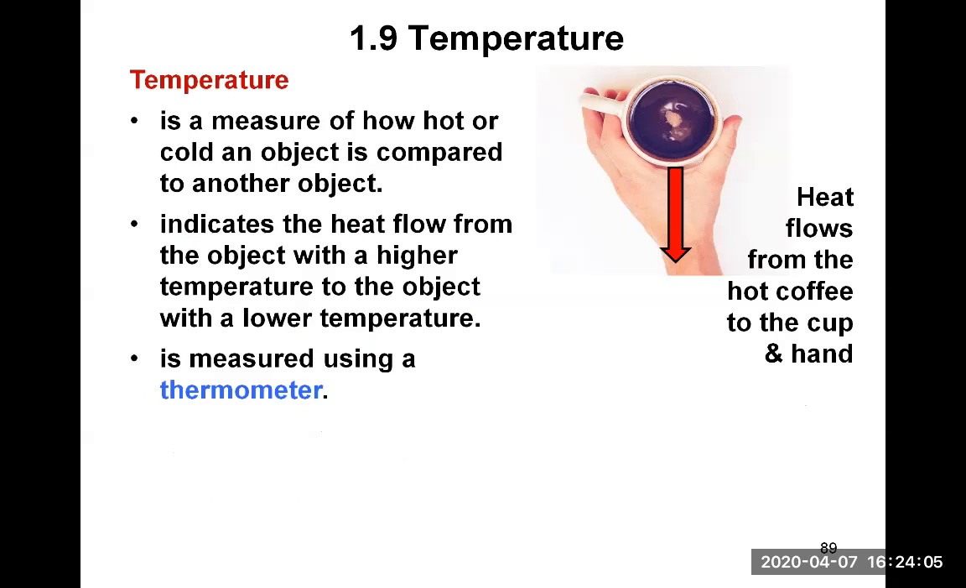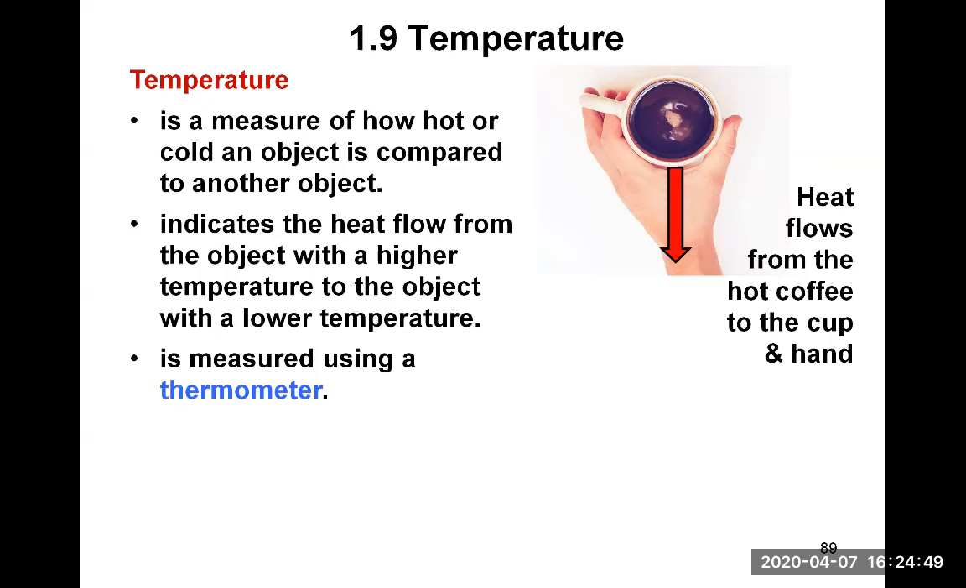Temperature is also a measure of how hot or cold an object is compared to another object. And so it will allow you to find out how the heat will flow from the object with a higher temperature to the object with a lower temperature. For example, if you're holding a hot coffee, the heat will flow from the hot coffee because it is at a higher temperature to warm the cup, which will warm your hand. So the heat will flow from the object with the higher temperature to your hand, which is at a lower temperature in this case.